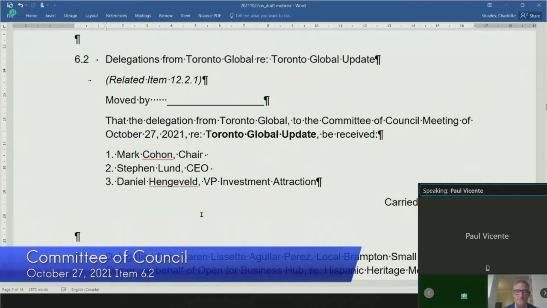You mentioned in your presentation a couple of things with respect to Amazon and a lot of the expansion that they have done, not just in Brampton, but in other cities, of course, across the country, in order to make sure that they are located well to serve their customers. Did Toronto Global have any specific involvement with respect to them locating in Brampton?